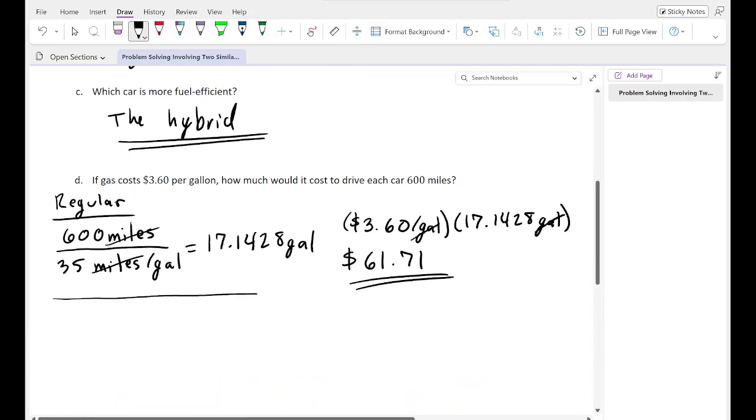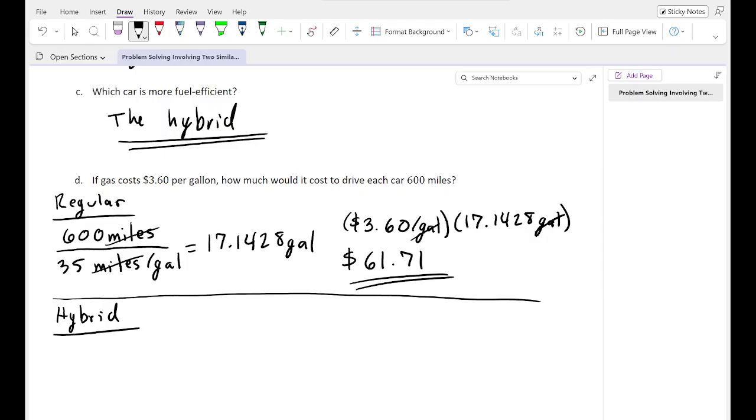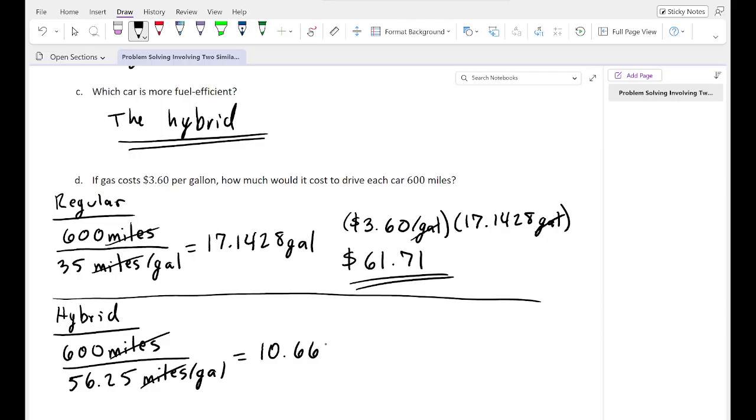Now let's do it again, except this time with the hybrid. So again, I know I'm going to be traveling 600 miles, because that's what it says in the question. But this time I know my miles per gallon is going to be 56.25 miles per gallon. And again, the miles will cancel out, the unit measure is gone, leaving me with just 600 over 56.25, which is going to give me 10.66, well, 6 repeating gallons. Again, I'm just going to go to 4 decimals. I think that's just the best to do.